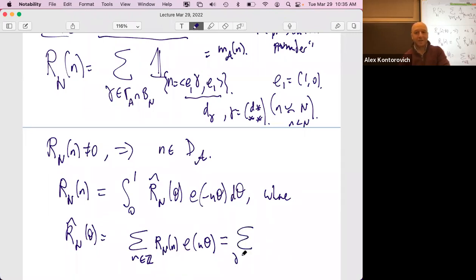Another expression for this, if we put in the definition of Rn, is that it's a sum over gamma in gamma A in a ball. And then this indicator function, summed over all the integers, will exactly pick off when n is equal to this value. And when it's equal to this value, it'll be this exponential sum. So it's just e of theta times this value, e1 gamma e1. Let me just call this e so I don't have to write ones everywhere.